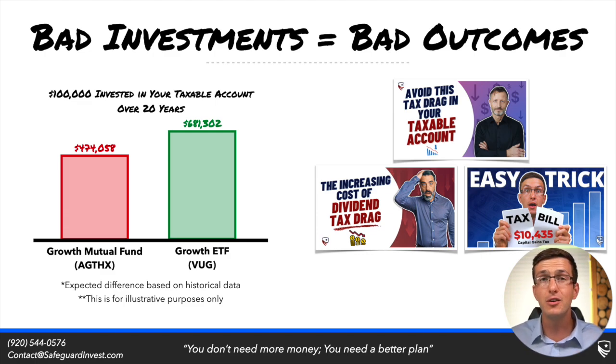And so we have a lot of videos on the Safeguard Wealth Management YouTube channel where we talk about why tax efficient investing is so important. And this really illustrates exactly why. When we have dividends and we have capital gain distributions from mutual funds, that simply drags down our performance and only costs us. And so we need to be investing more tax efficiently.